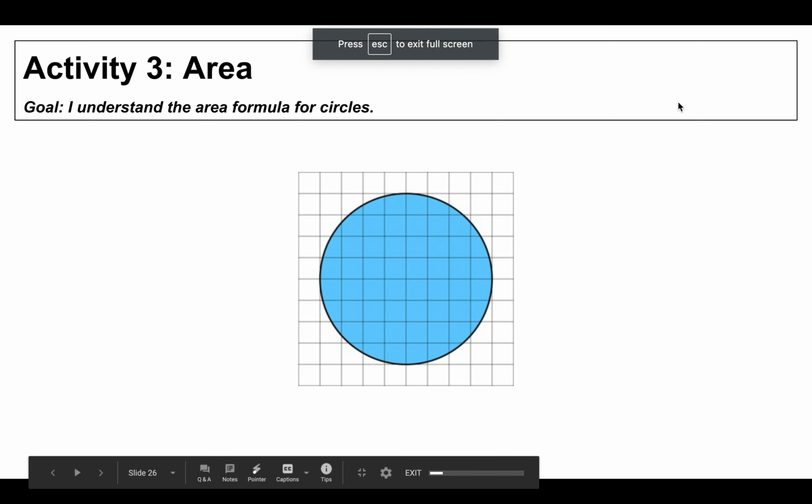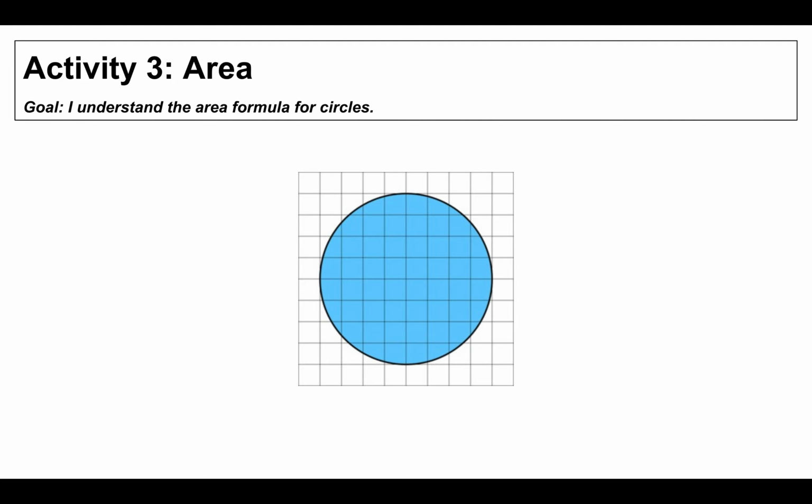Welcome to your video for Activity 3. Activity 3 is going to help you understand how to find the area of a circle. So in front of you is a blue circle on grid paper. Now, without knowing anything, you actually could find the area of that circle by simply counting the total square units.